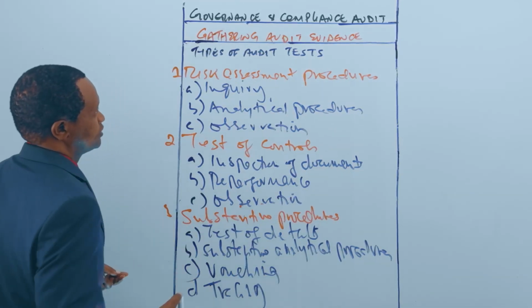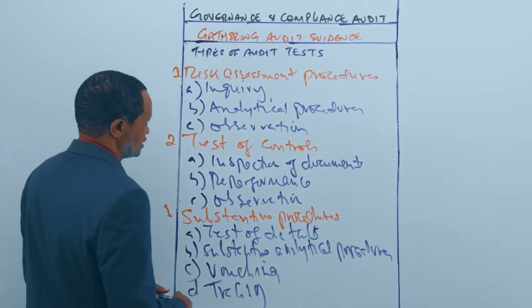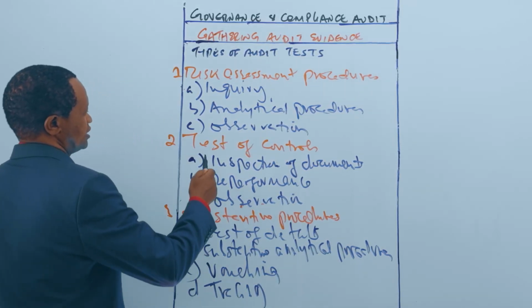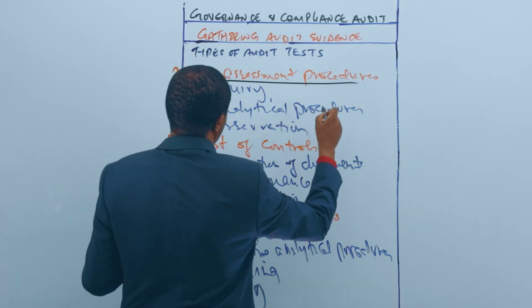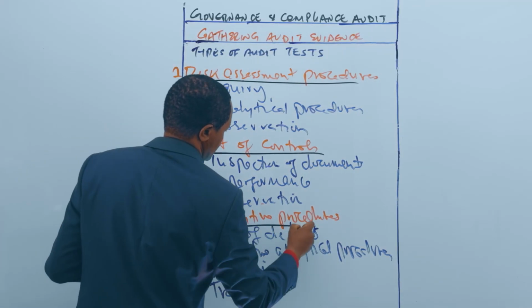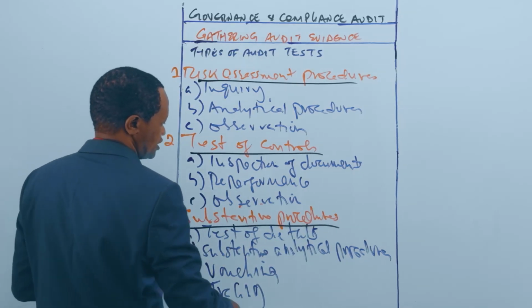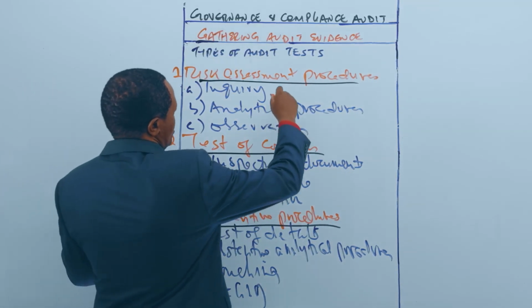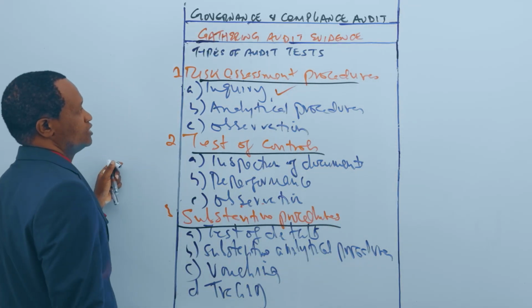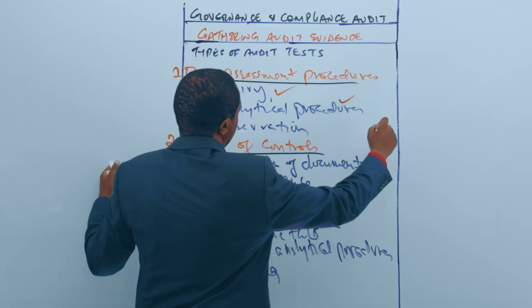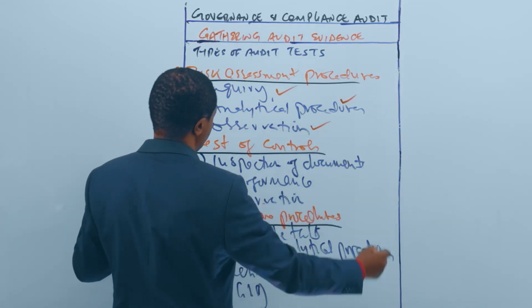So these are the types of audit tests. We have categorized the types into three. One is risk assessment. Number two, test of controls. Number three, substantive procedures. Under risk assessment procedures, we have inquiry. That's one way to assess risk, by asking questions. We have analytical procedures and observation.